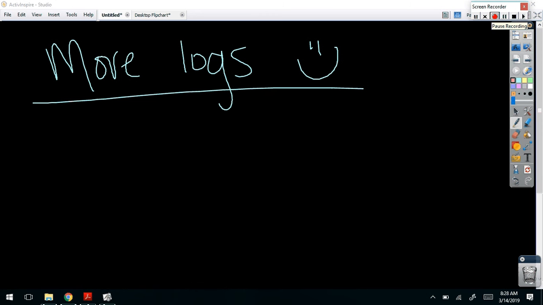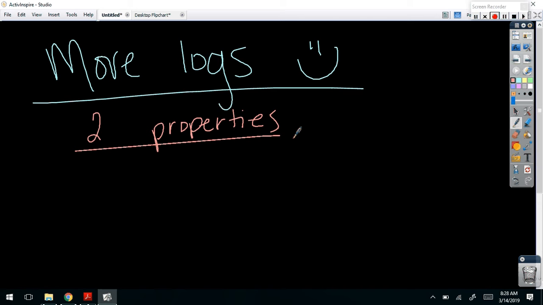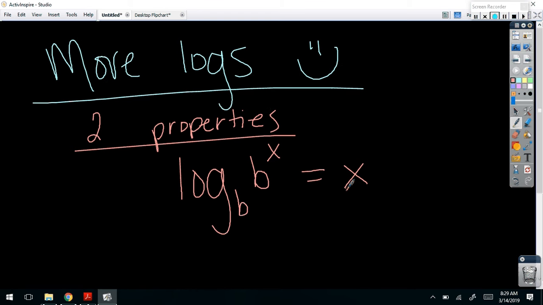Two properties. I briefly talked about one of these yesterday, so I'll just go back to it. They are properties that, if you understand logs well enough as far as evaluating, which I hope you do after last night, kind of make sense. The first one is, if you have a log and this base is the same as this number, then whatever this exponent is, that's what it simplifies to, what it would evaluate to, okay?